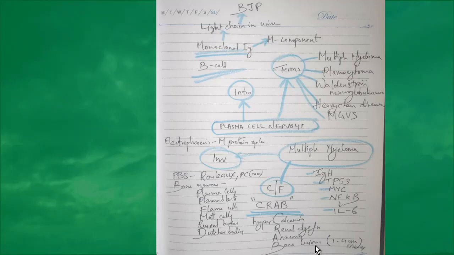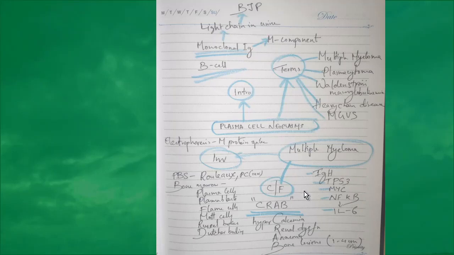They are called punched out bony lesions measuring 1 to 4 centimeters. Hypercalcemia because there are bony lesions and calcium is released. Anemia because of bone marrow infiltration. Renal dysfunction because of plasma cell infiltration or due to deposition of proteins released by the tumor cells.